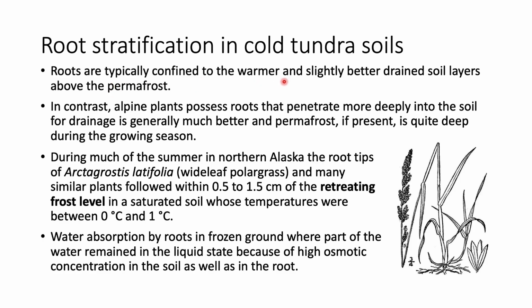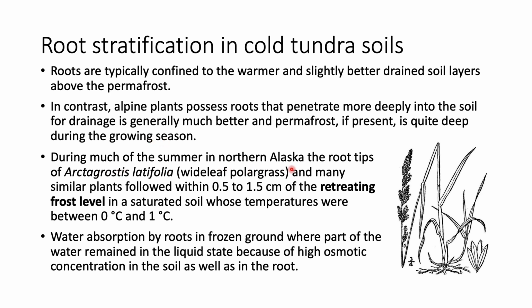Let us look at root stratification in cold tundra soil. Roots are typically confined to the warmer and slightly better drained soil layers above the permafrost. In contrast, alpine plants possess roots that penetrate more deeply into the soil, where drainage is generally much better, and permafrost, if present, is quite deep during the growing season.